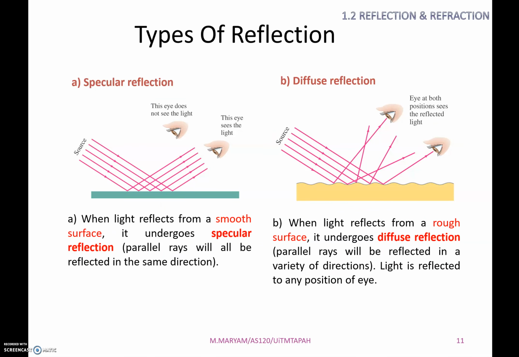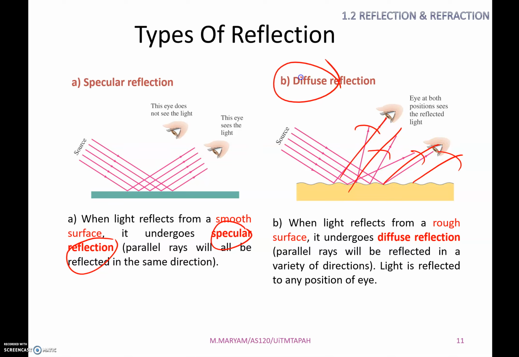Now let's go to the types of reflection. There are two types of reflection, specular as well as diffuse. I've mentioned before that the angle of incidence and the angle of reflection will only be the same if it hits a smooth surface. This is called a smooth surface or a specular surface, where it undergoes specular reflection. But if the surface is not smooth, it's a rough surface, what will happen is the reflected rays will go in all different kinds of directions.